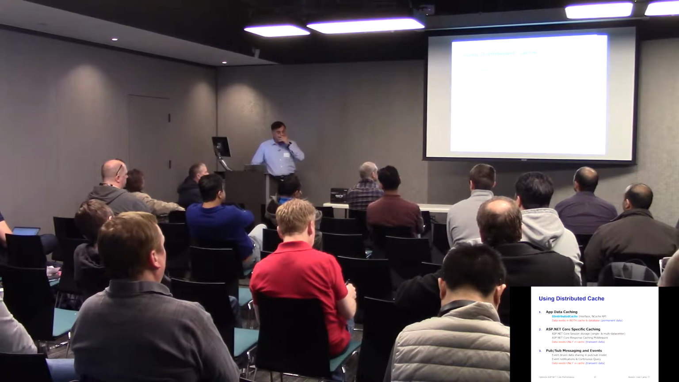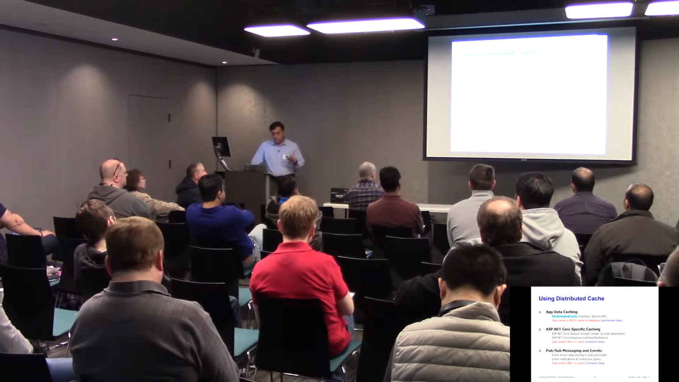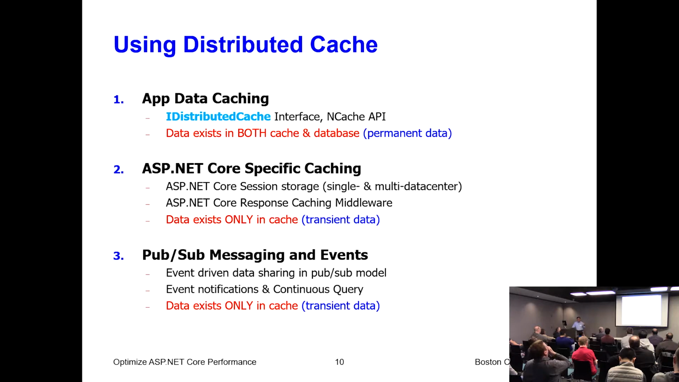The second use case is ASP.NET Core specific caching, and there are two things that you can cache from ASP.NET Core. One is sessions, which pretty much every ASP.NET Core application uses. In the previous ASP.NET environment, Microsoft gave three storage options: in-proc, state server, and SQL, and the fourth was custom. The first three practically did not work, but the fourth one allowed you to plug in a cache.